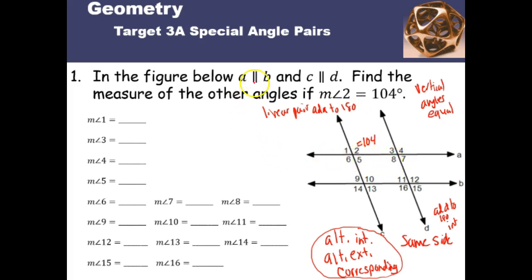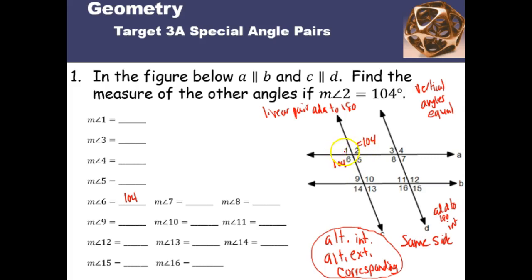Okay, now we're not really asking you to say why, but I'm going to go ahead and say why. I know that 2 is 104, and then 6 is vertical with 2, so I know that 6 is also 104. So right here I'm going to write 104. And again, these are vertical. Do you see how they're right across from each other? So that's how I got that 6 was 104.